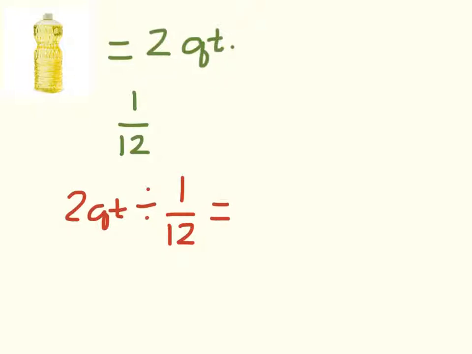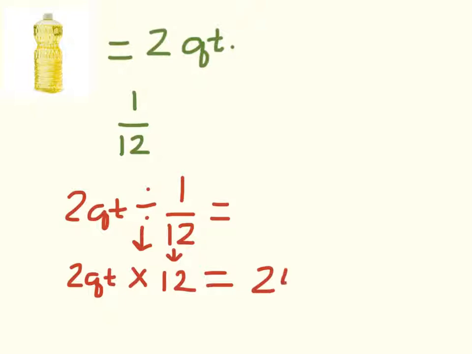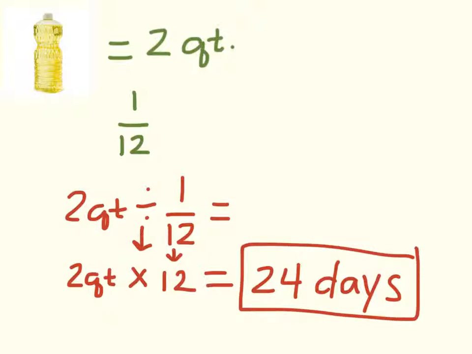We need to rewrite this problem using the reciprocal of our divisor. So we're going to rewrite the problem. Drop down your 2 quarts. Now drop down your division sign, except it's going to go through the magical sign changer and become a multiplication sign. And now your 1/12 is going to go through the magical reciprocal maker and become a 12. So 2 quarts divided by 1/12 becomes 2 quarts times 12, which is now a very simple math problem. 2 times 12 is 24 days. The bottle of oil will last the chef 24 days.